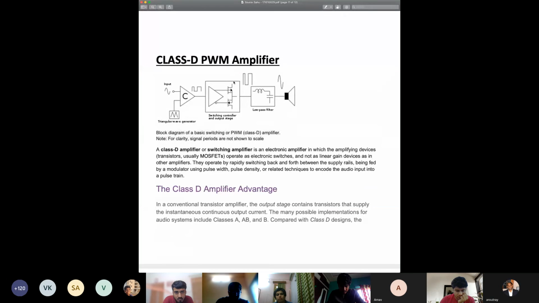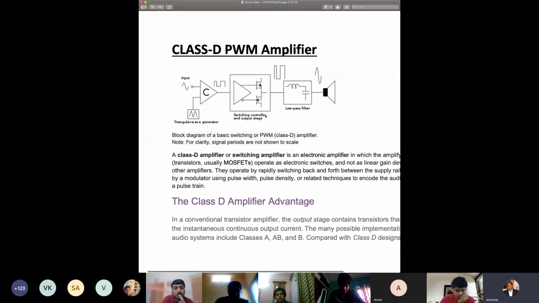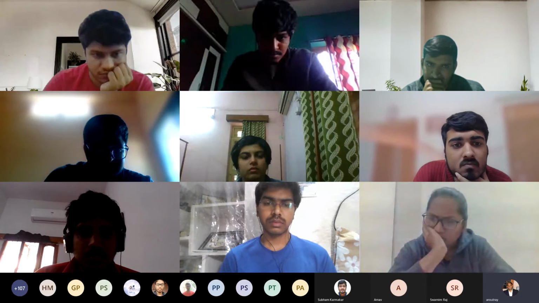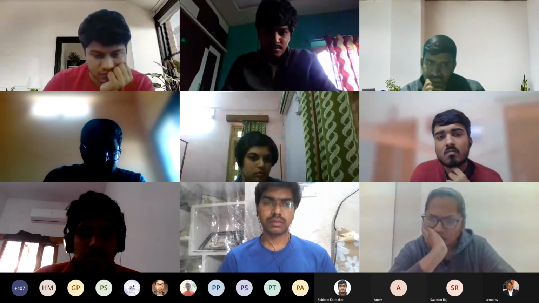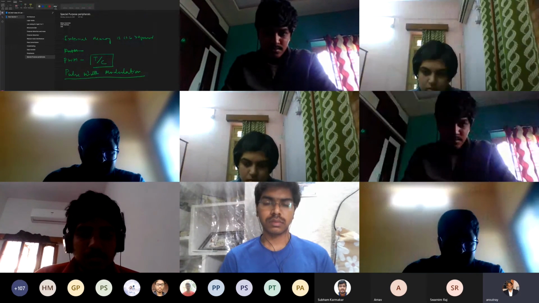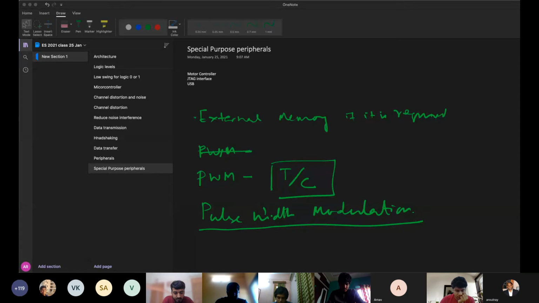Can you see this? Can you see the Class D PWM amplifier? How does it work? This analog signal is generated here. You can make it programmable, and then the switching controller, then the output. So when you see audio amplifiers, say a 1000 watt amplifier, do you get 1000 watt sound? You don't get 1000 watt sound. You get much less.